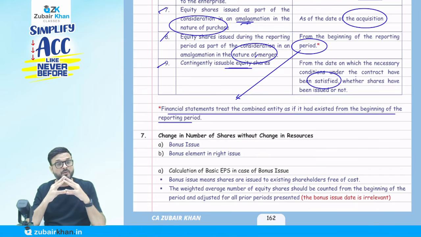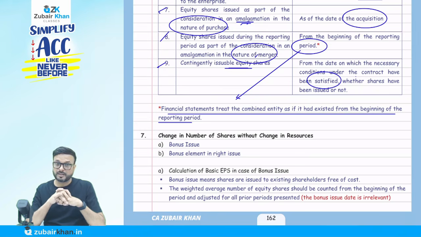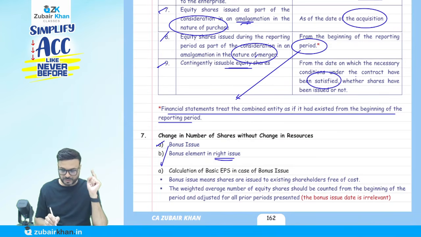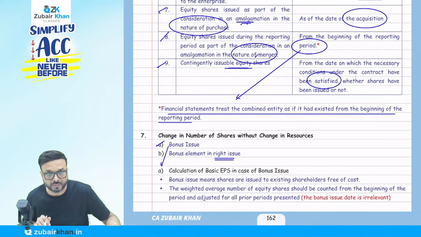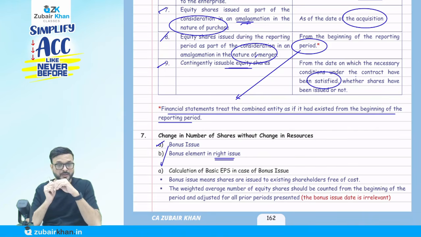But certain times there are certain types of shares that we issued that year, but without change in resources, we are not going to receive the amount. Yes, like the bonus issue. And one more is rights issue. What is a rights issue? I will discuss later. But first focus here. When I issue a bonus share, what happens? The number of shares is going to increase.